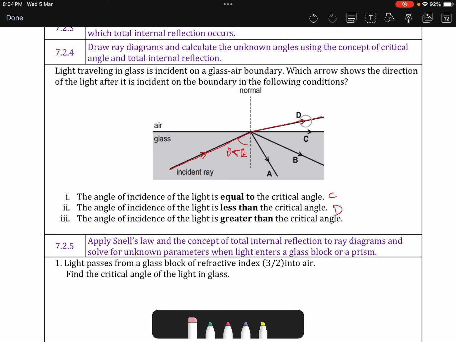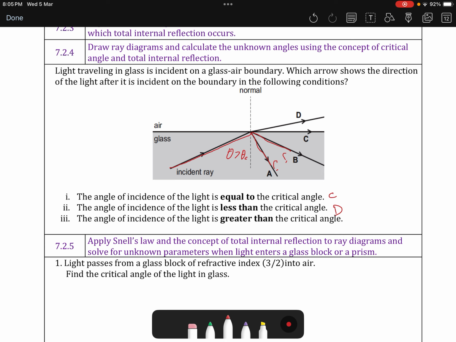Now, what if it's greater than the critical angle? If theta is greater than the critical angle, in this case, it will reflect. So we have here two options. It will reflect like A or like B. Which one is right?